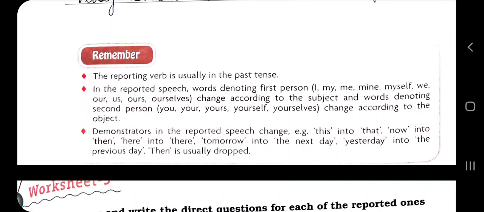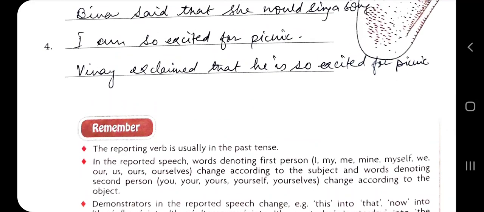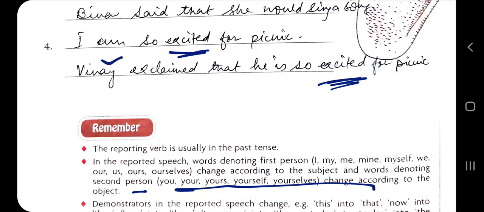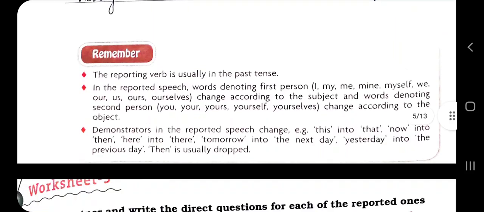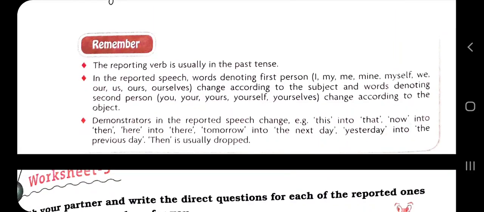Now the reporting verb is usually in the past tense. Now see here, the reporting verb is in past tense. You can see here, these are in past tense. In the reported speech, words denoting first person, me, my, mine, myself, we, us, ours, ourselves, change according to the subject, and so do words denoting second person, you, yours. Like you have said that you have seen Vinay, I am so excited for the picnic. Now Vinay exclaimed that he, just see here, he stands for Vinay, is so excited for the picnic. So these are the changes that you have to be aware of.